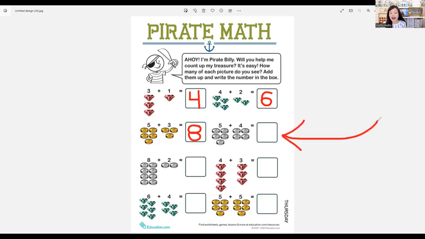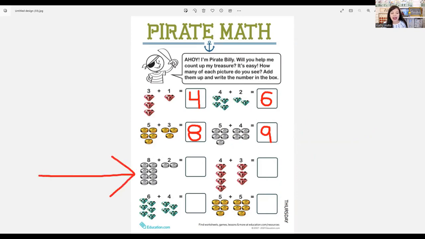Next, we're going to do five plus four. Let's count. One, two, three, four, five. Keep going. Six, seven, eight, nine. Five plus four equals nine. Right, number nine. It's a circle and a line. That makes the number nine.